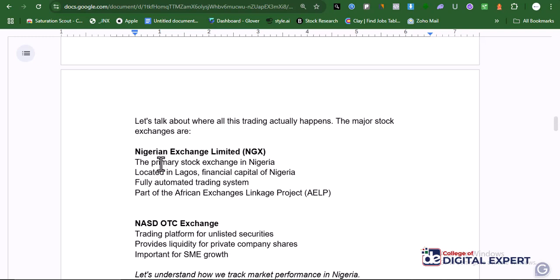We also have the NASD OTC exchange. The NASD OTC exchange is a platform for unlisted securities. Now, the Nigerian Exchange Limited is where you trade listed stocks. Listed stocks are Access Bank, GT Bank, Seplat Oil, Geregu Power, a lot of Dangote, UBA. These are listed stocks. These are recognized organizations. They have high capitalization in the market.